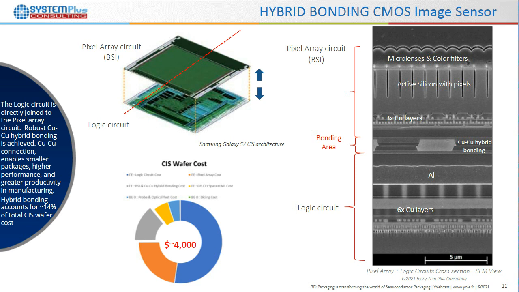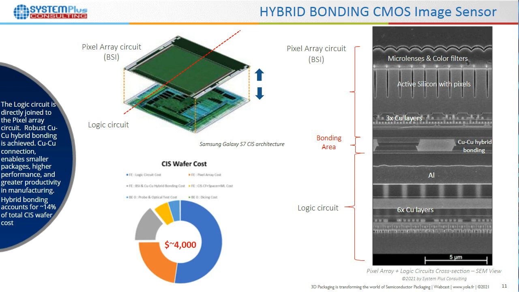So what we did here, as you can see on the far left of the screen, is separate the two dies that were found in this component. We're able to take out the pixel array circuit on its own and the logic circuit that was bonded together.